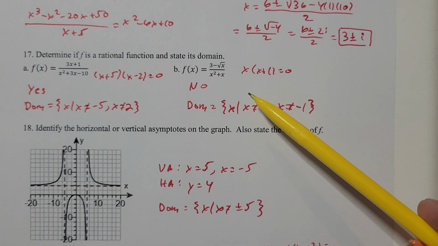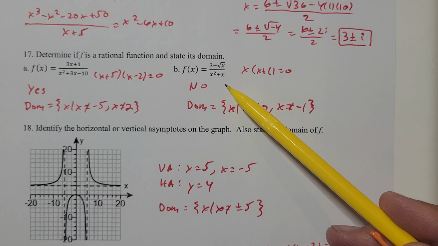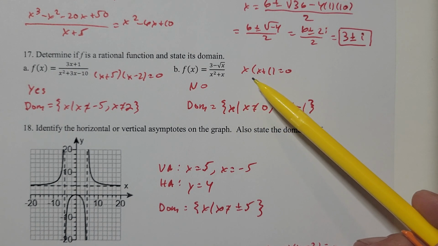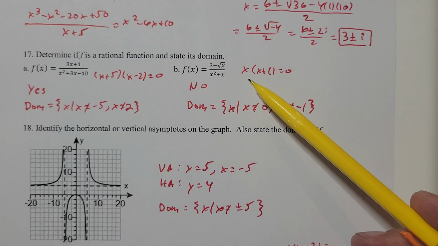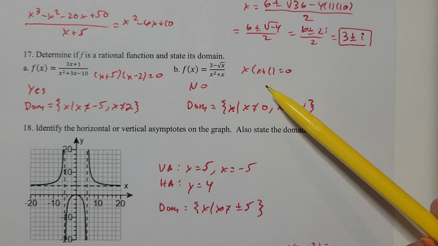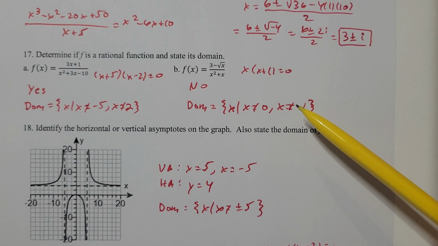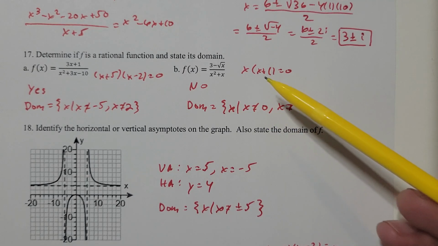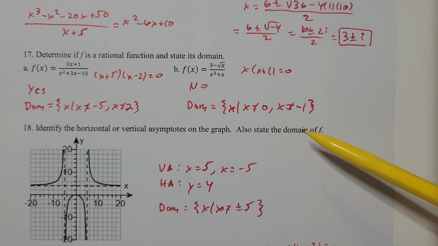Now the domain is where x squared plus x can't be 0. And that's going to factor nicely. So if I factor out x, I get x times x plus 1 equals 0. x would be 0 and x equals -1. That's what I don't want. Okay, so I can let x be any number, just not 0 or -1.